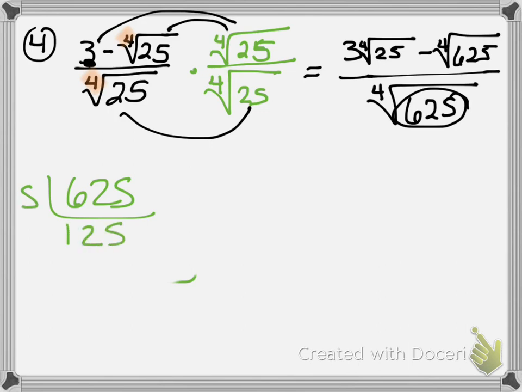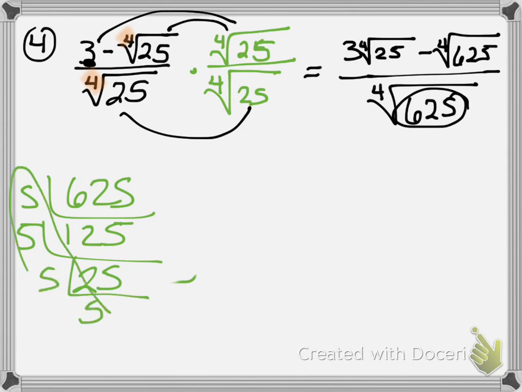5 gives you 125. 5 gives you 25. 5, 5. So you have that set of 5s. Set of 4 because our index is 4. What does that have to do with anything? Like, why can't you just multiply? Isn't that all you did? Multiply the 25s? Yeah.